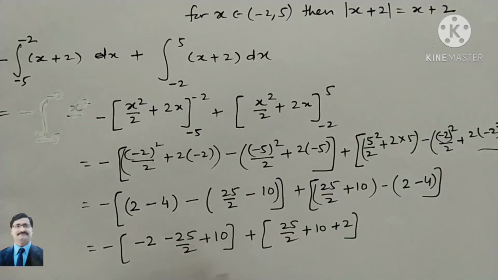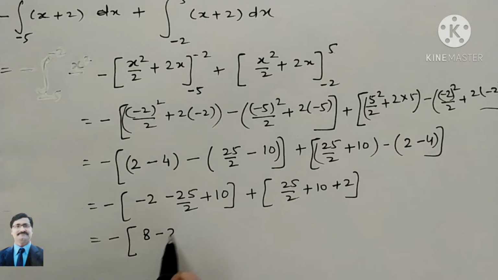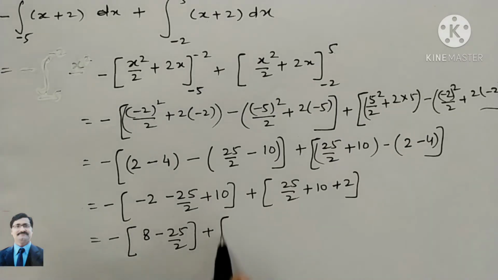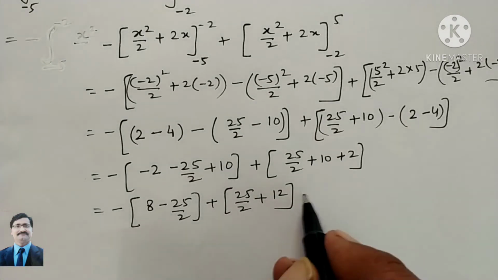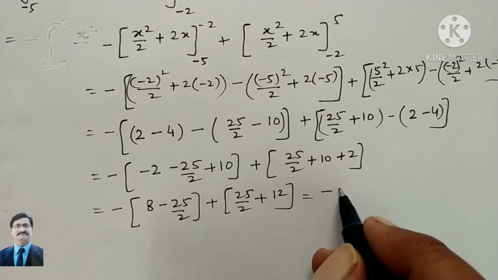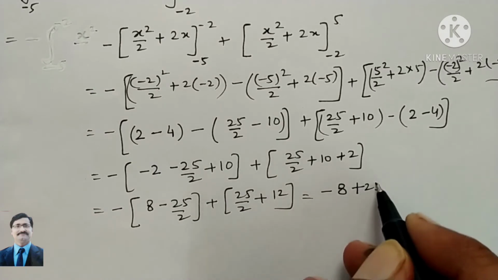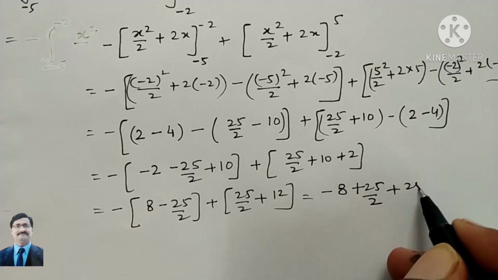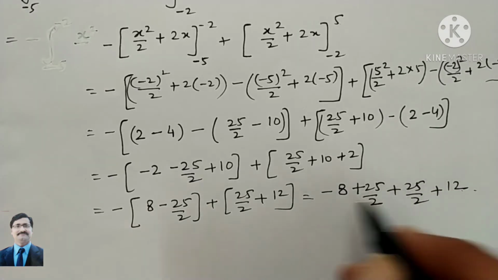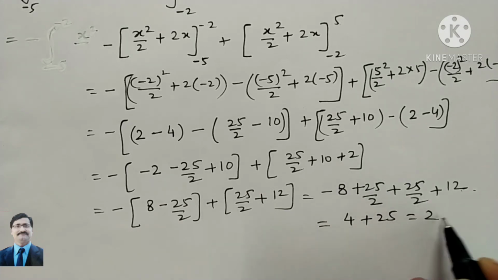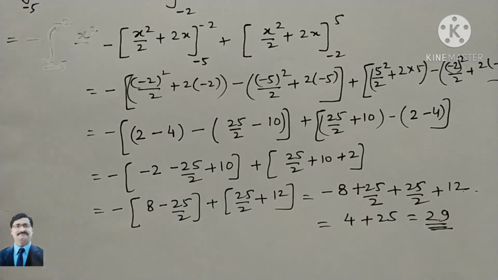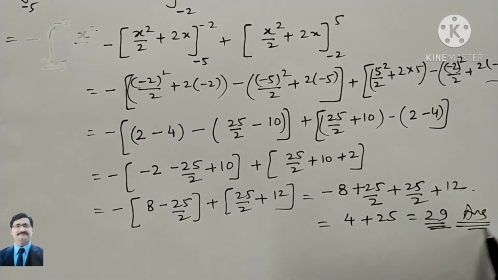So look here, we get minus, and here 10 minus 2 is 8. So 8 minus 25 by 2, and plus 25 by 2 and plus 12. Now open the bracket: we get minus 8 plus 25 by 2, and plus 25 by 2 and plus 12. 12 minus 8 is 4, and 25 by 2 and 25 by 2 together give 25. So the answer is 29. All of you understand this?